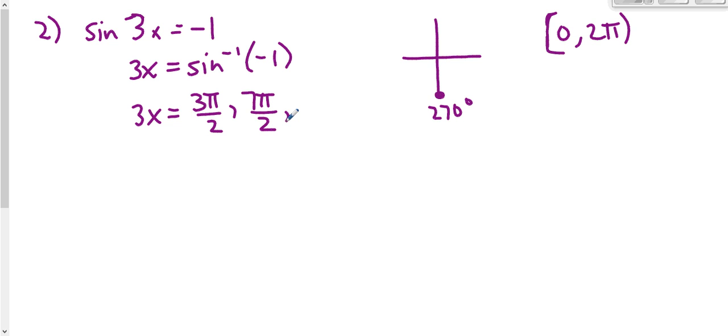And now we're going to go around the circle a third time. So we add another 2 pi. So we end up with 11 pi over 2. And then finally, we're going to divide all of these by 3 to get x by itself. So we have pi over 2, 7 pi over 6, and 11 pi over 6.